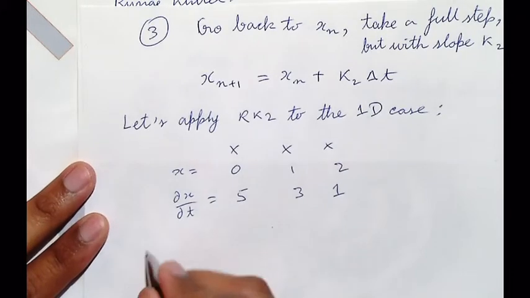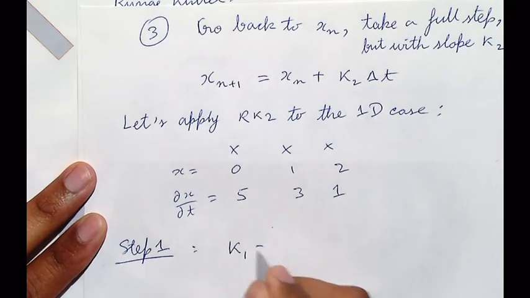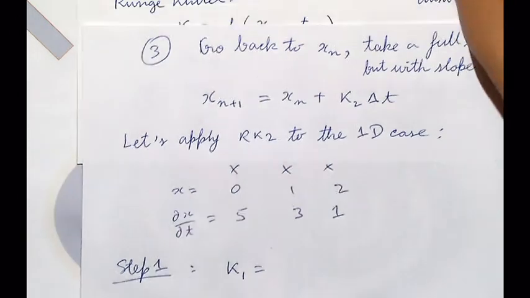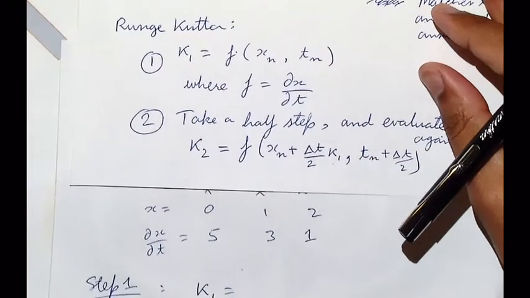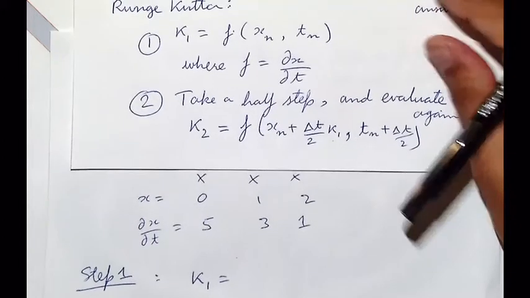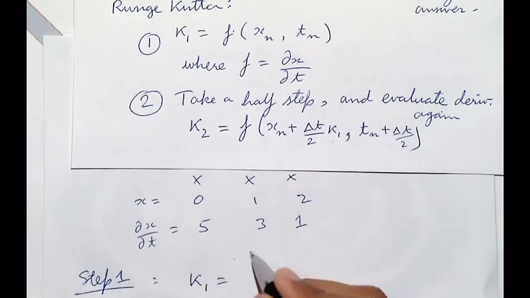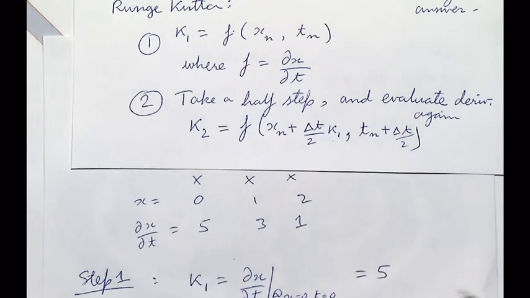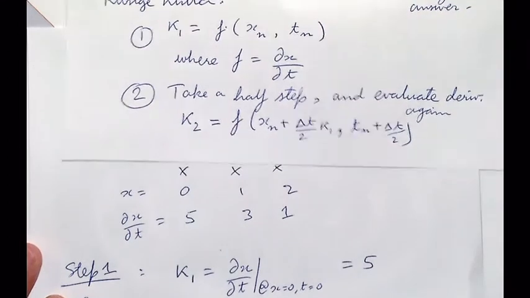Okay, so let's do the first step. Step 1: K1 equals what? We're starting at 0. Yeah, let's start at 0. So xn equals 0. All right, so K1 is 5, right? It's just del x by del t at x equals 0, t equals 0, which is 5. Okay, this is known.